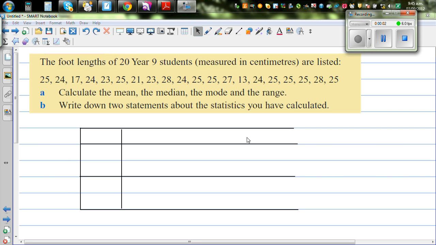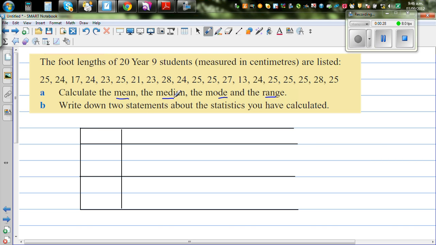The foot lengths of 20 Year 9 students, measured in centimeters, are listed. We want to calculate the mean, median, mode and range, and based on that, make two statements about the steps. The first thing is to calculate the median.